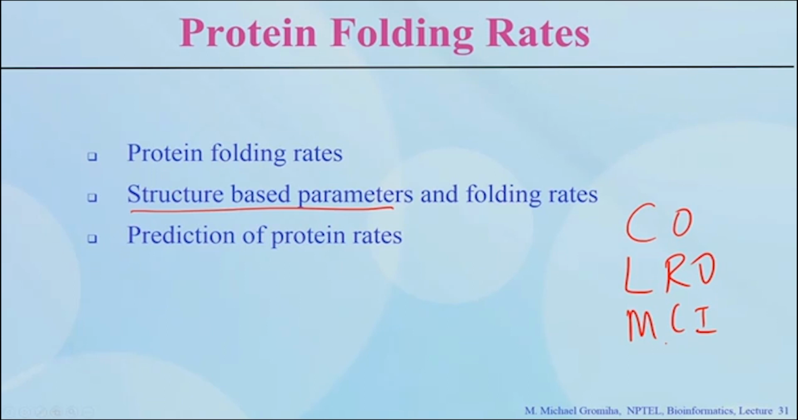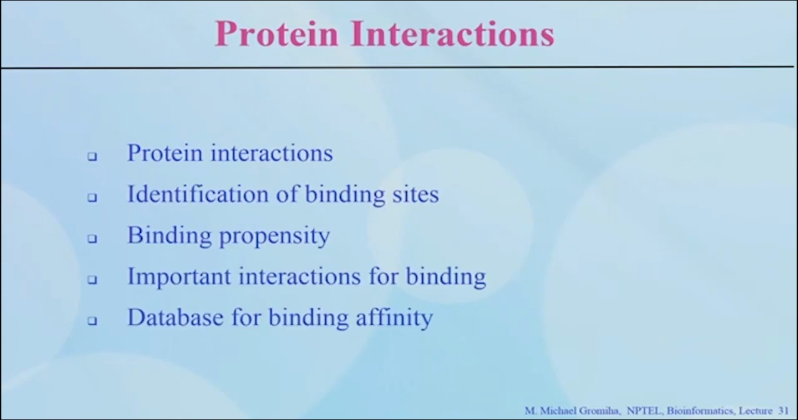So, we can get these numbers and directly relate them to the folding rates. Is there a direct relationship or an inverse relationship? It is an inverse relationship. These parameters are inversely related with the folding rates, because the more contacts there are, the more it slows down the folding process. Then we predict the folding rates based on the sequence, or from the structures.